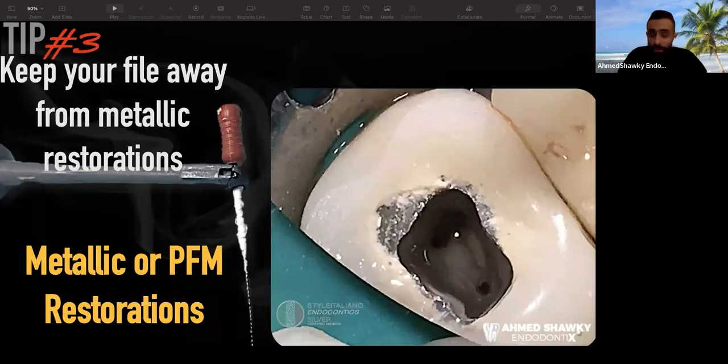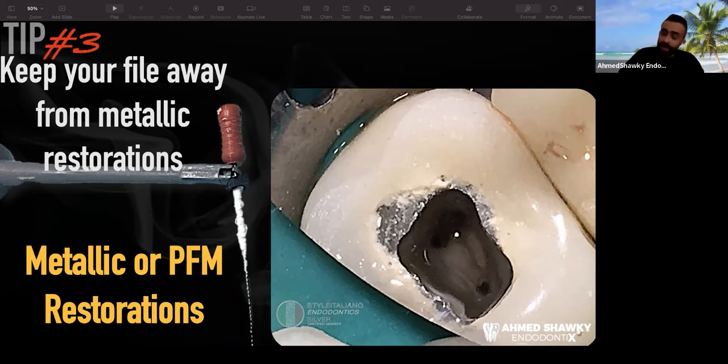Number 3, keep your file away from metallic restoration. One of my published researches in the Journal of Endodontics was about non-surgical endodontics through existing fixed restoration. A lot of cases were treated with success under magnification with a specific protocol, but sometimes we have a PFM restoration, and this PFM has a metal.